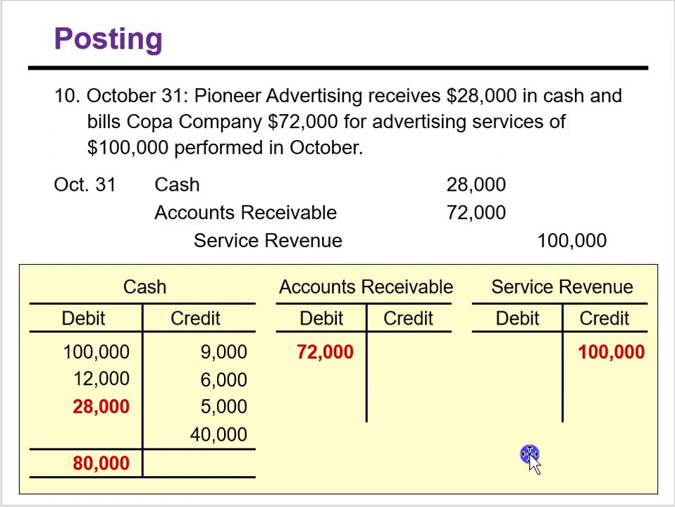Now you could have split this up into 2 different transactions. They just combined it together. And you notice cash. You have a running total in here with all these transactions we just discussed.